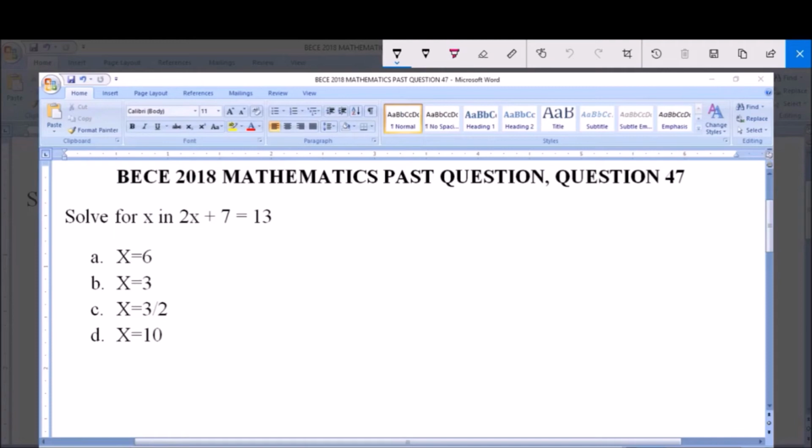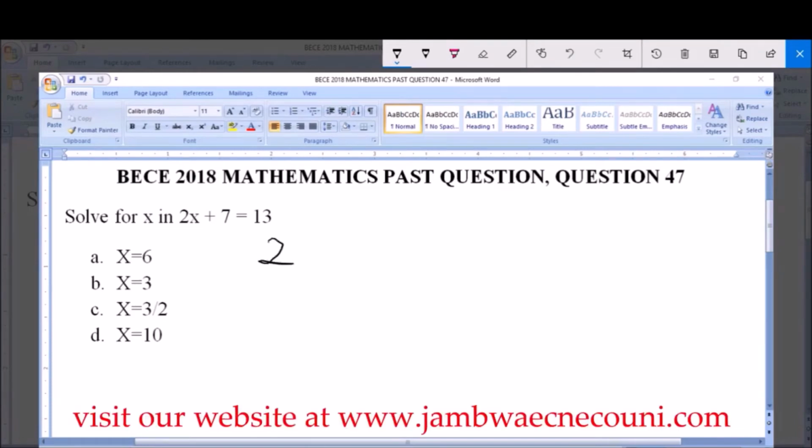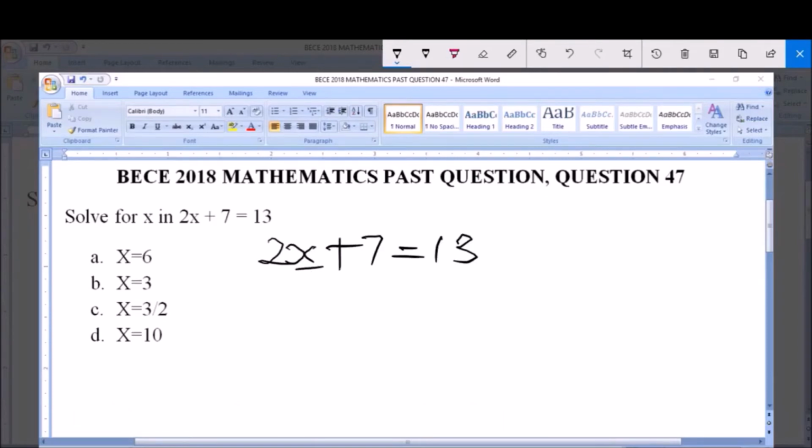2x plus 7 is equal to 13. Now we have to find x. To solve for x, we remove the 7 from here and bring it into the right hand side. And so we say, subtract 7 from both sides.